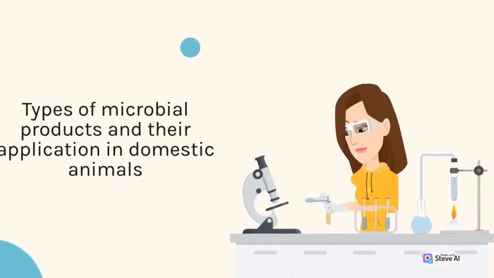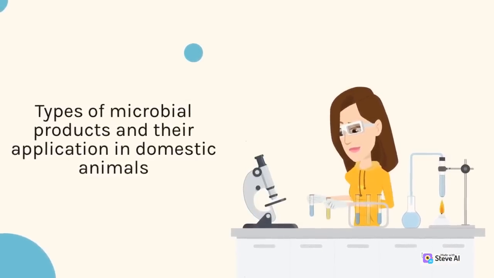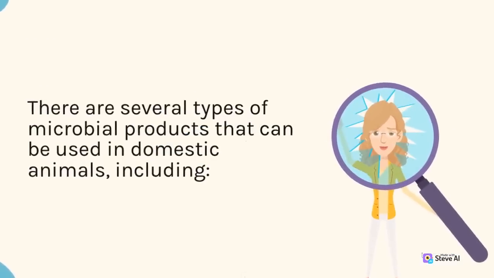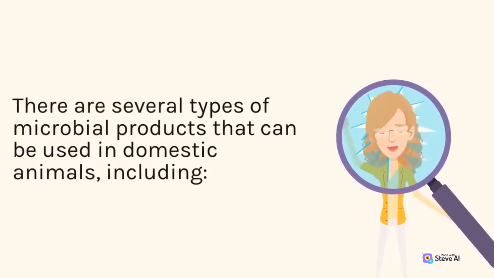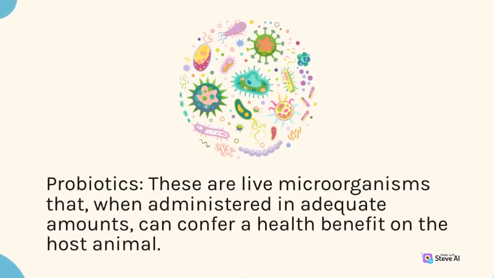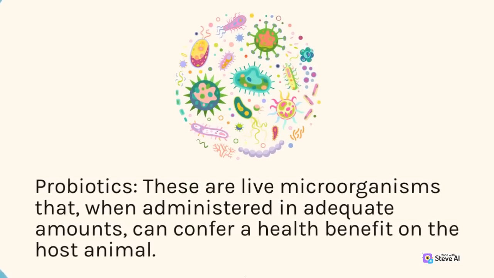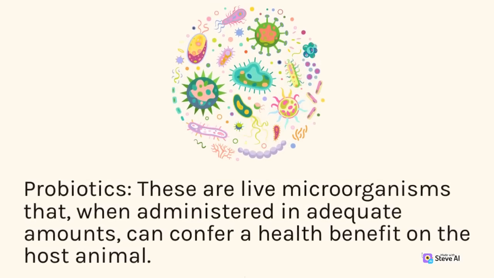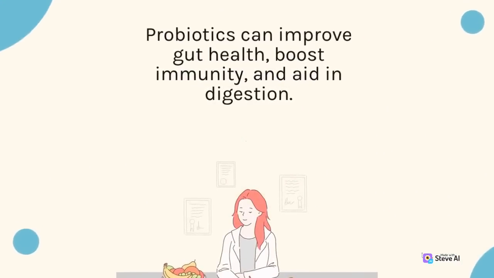Types of microbial products and their application in domestic animals. There are several types of microbial products that can be used in domestic animals, including probiotics. These are live microorganisms that, when administered in adequate amounts, can confer a health benefit on the host animal. Probiotics can improve gut health, boost immunity, and aid in digestion.